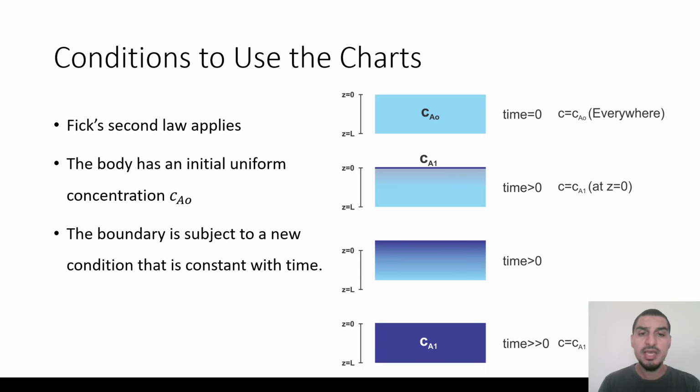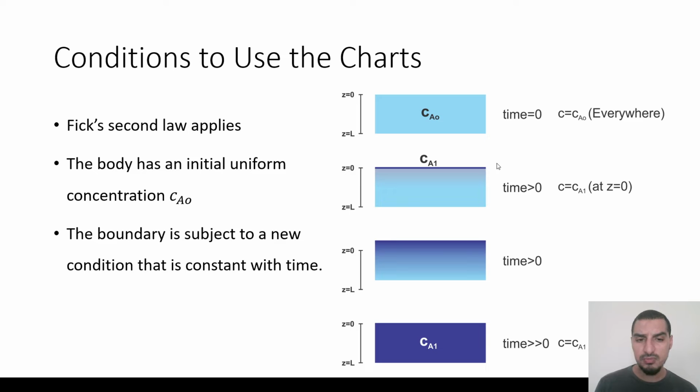The boundary conditions have to be as we see here. We have to have an initial uniform concentration. So the initial condition is that the concentration anywhere in the system is constant, which is C_A0 everywhere. And then we have a constant concentration at one edge, the boundary condition. At time greater than 0, the concentration here is always constant. So it's not a flux, it's not a rate of reaction, it's always constant, along this whole side.